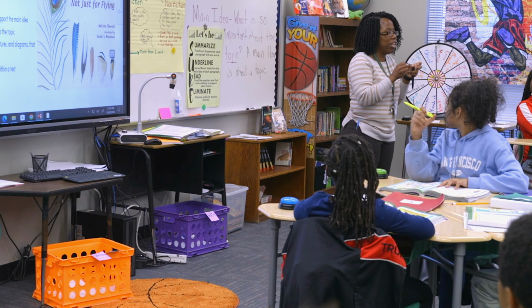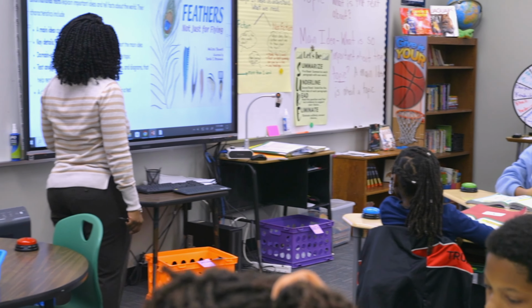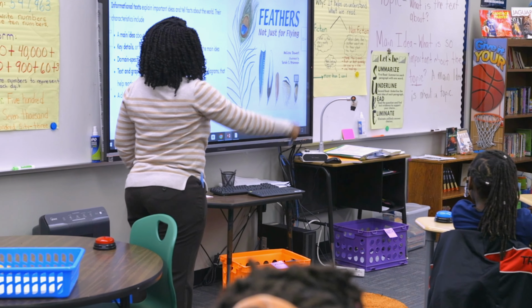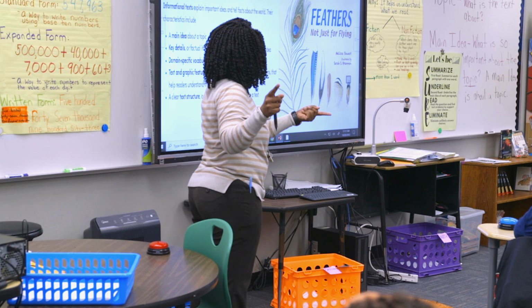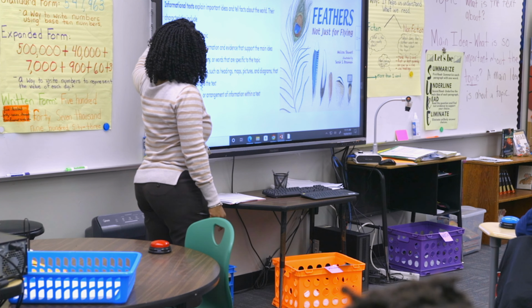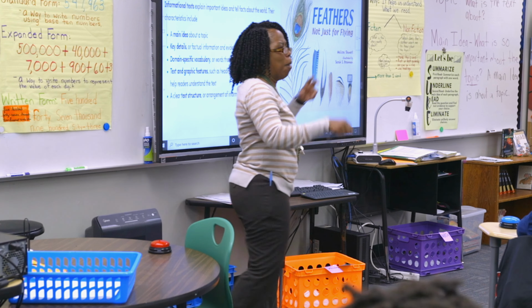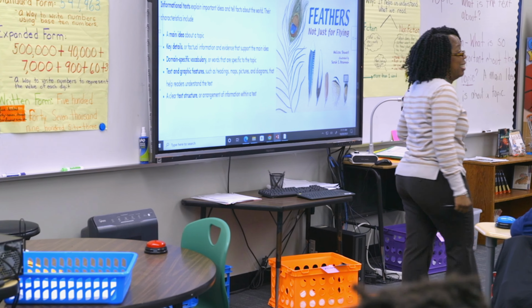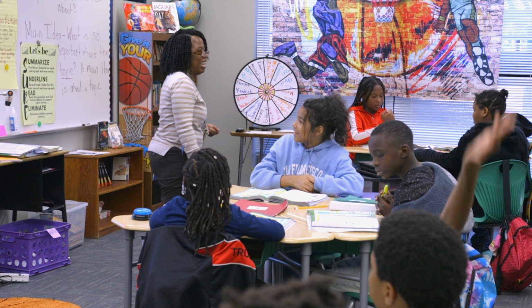Here it is, you guys, on page 224. It tells us informational text does what? Explain important ideas and tell facts about the world. Very good. Its characteristics include a main idea. A main idea about the what? A topic. What is a main idea?